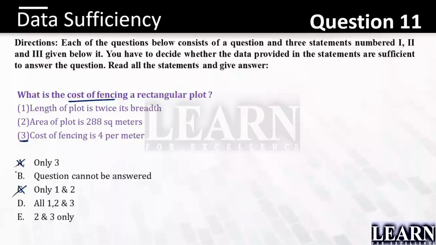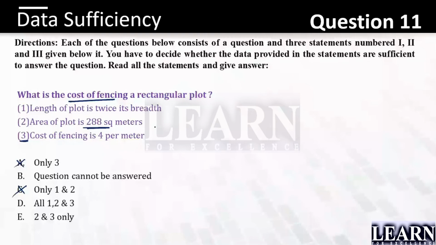I'll take this. Area of the plot is 288 square meter. Now, when the area is known, there are many possibilities. They have not mentioned square plot. It's a rectangular plot. So 288 can be taken in any ways. It can be 2 into 144, or it can be 4 into 72. So it's based on that.